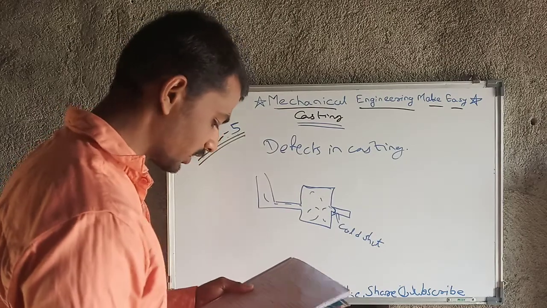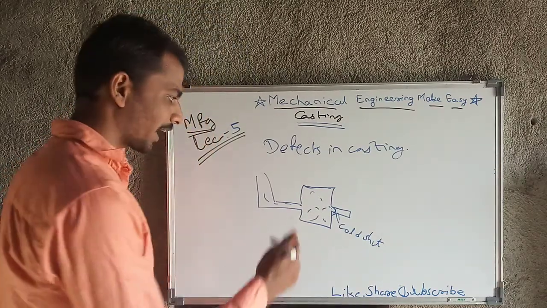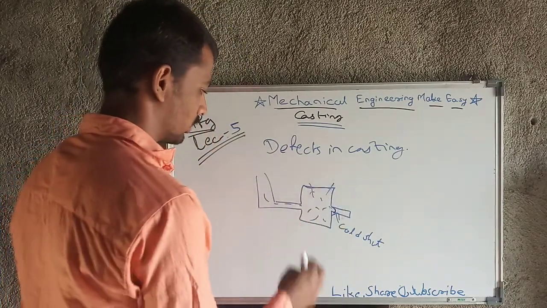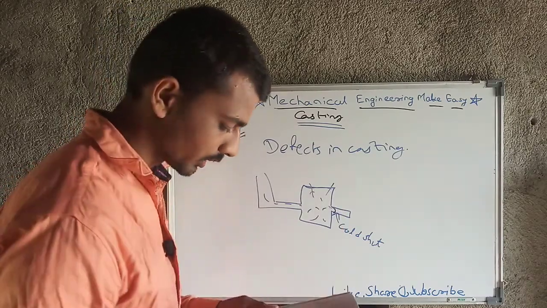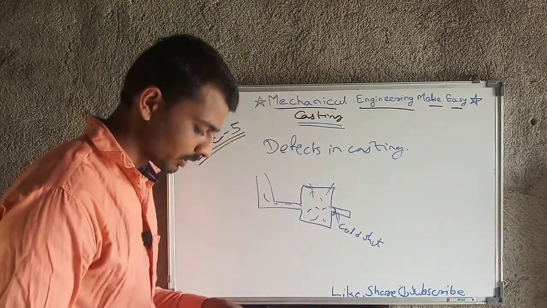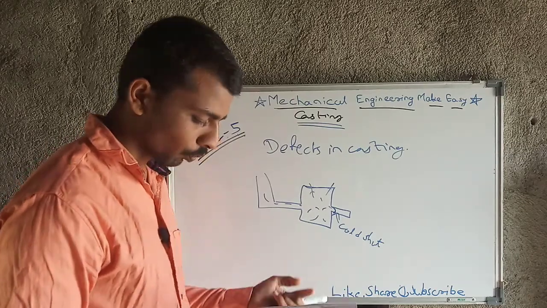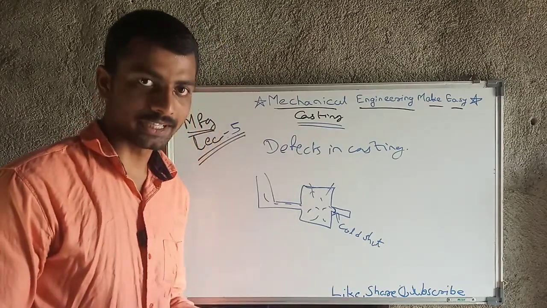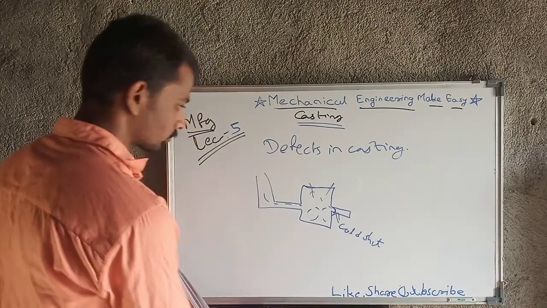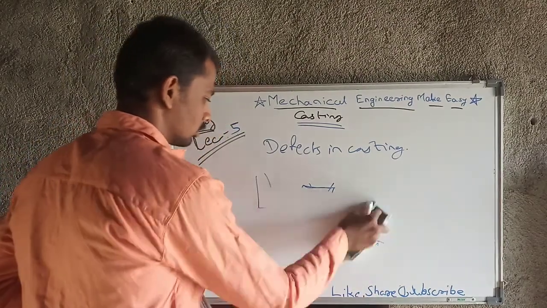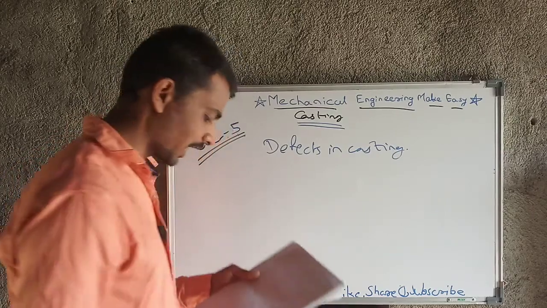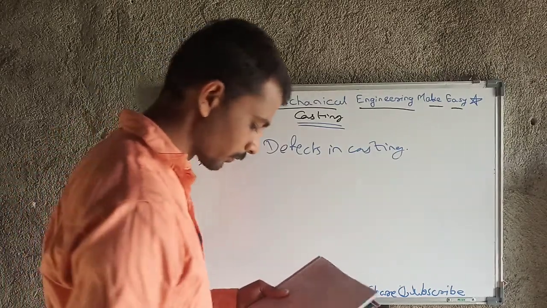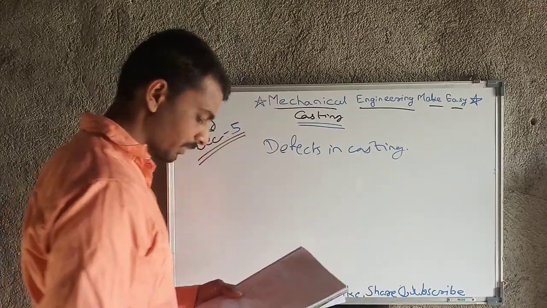Then hot tear. Hot tear means hot cracks are formed in or on the casting. That is nothing but the hot tear. Then scab. Scab is nothing but cavities of mold and core filled by metal. What's the definition? That is nothing but the cavities of mold and core filled by metal.